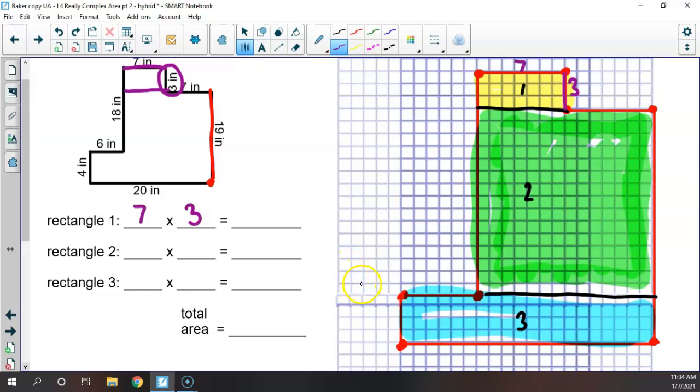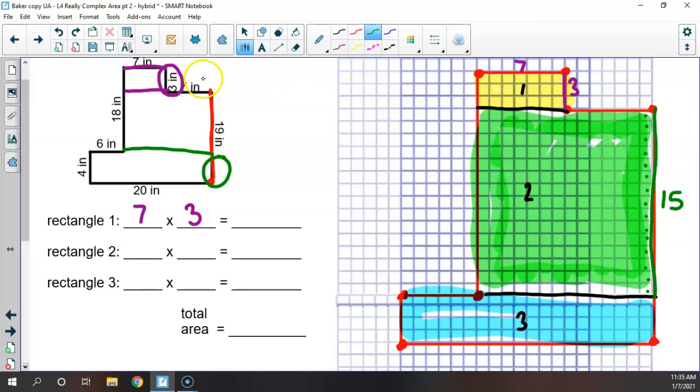Now for rectangle 2, I have a long length here, and there is no actual length over here that matches that, because I also have, if I do this, this little piece I'm not using. And so I have this 19 here. And so at this point, I'm probably going to have to count. So 1, 2, 3, 4, 5, 6, 7, 8, 9, 10, 11, 12, 13, 14, 15 on this side. So 15 on this side.